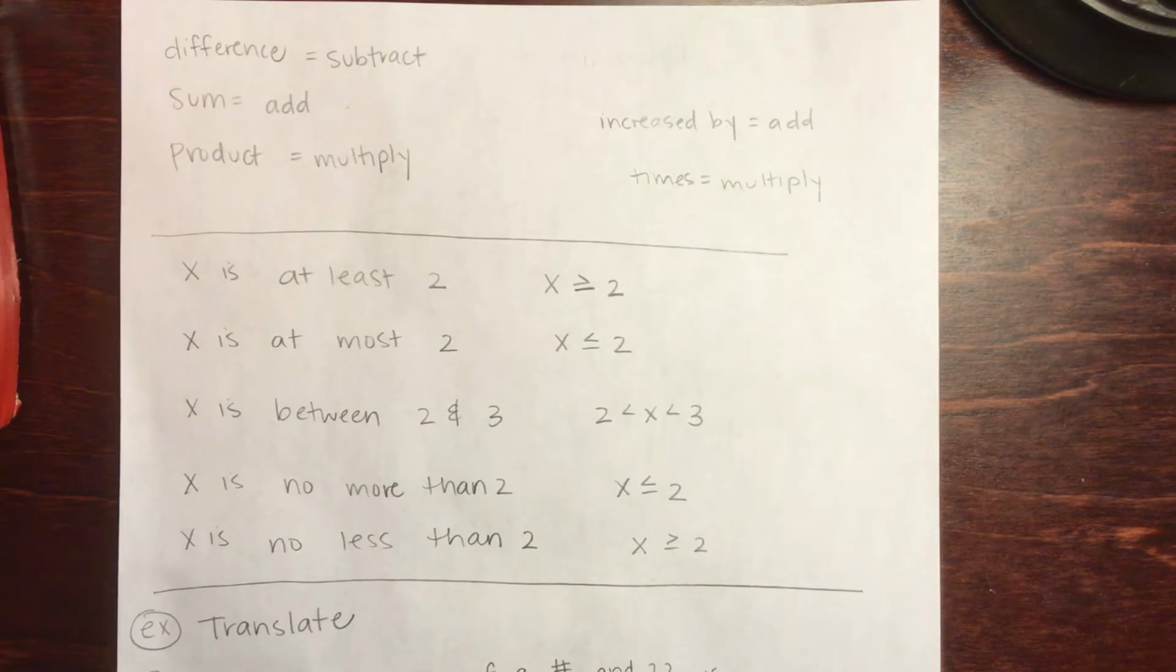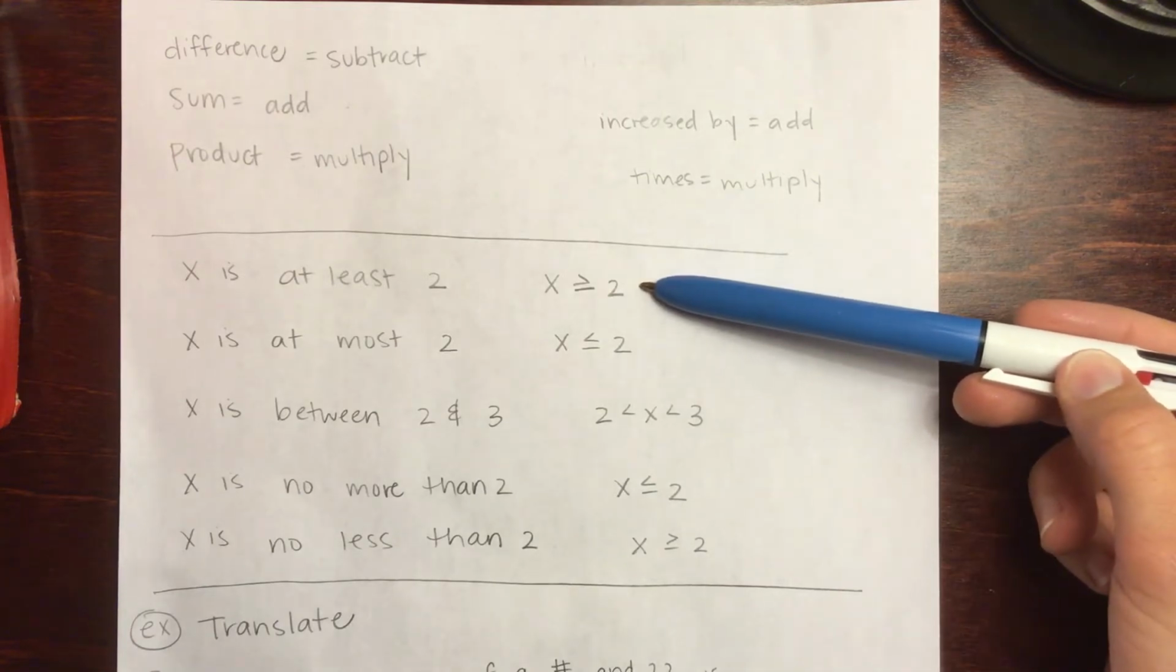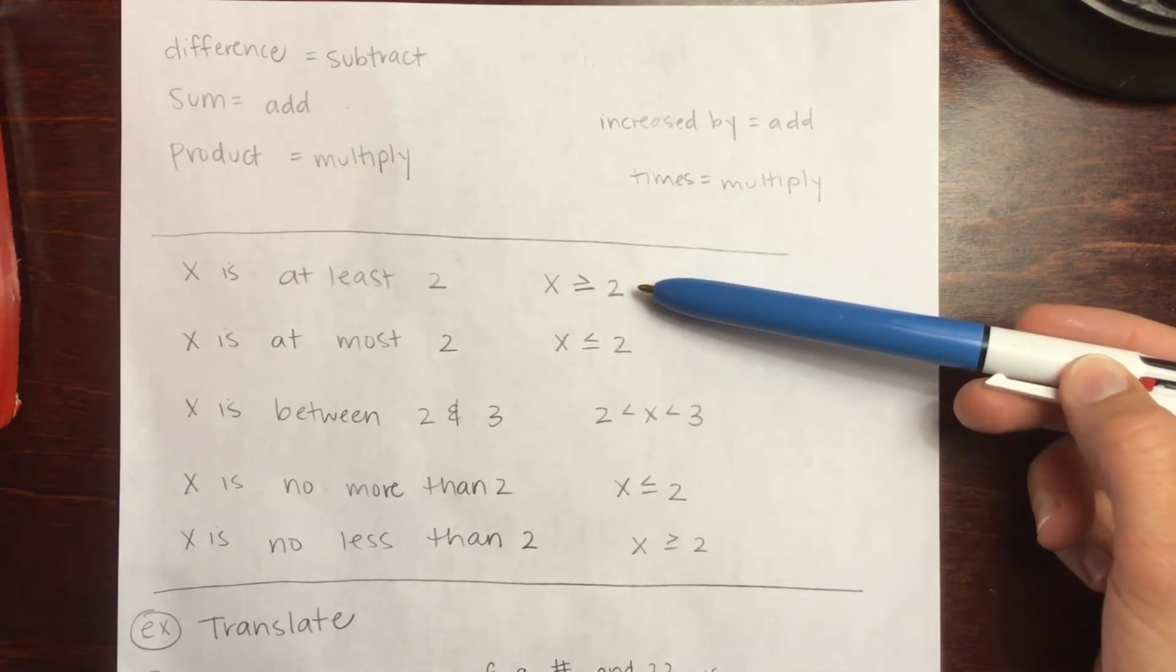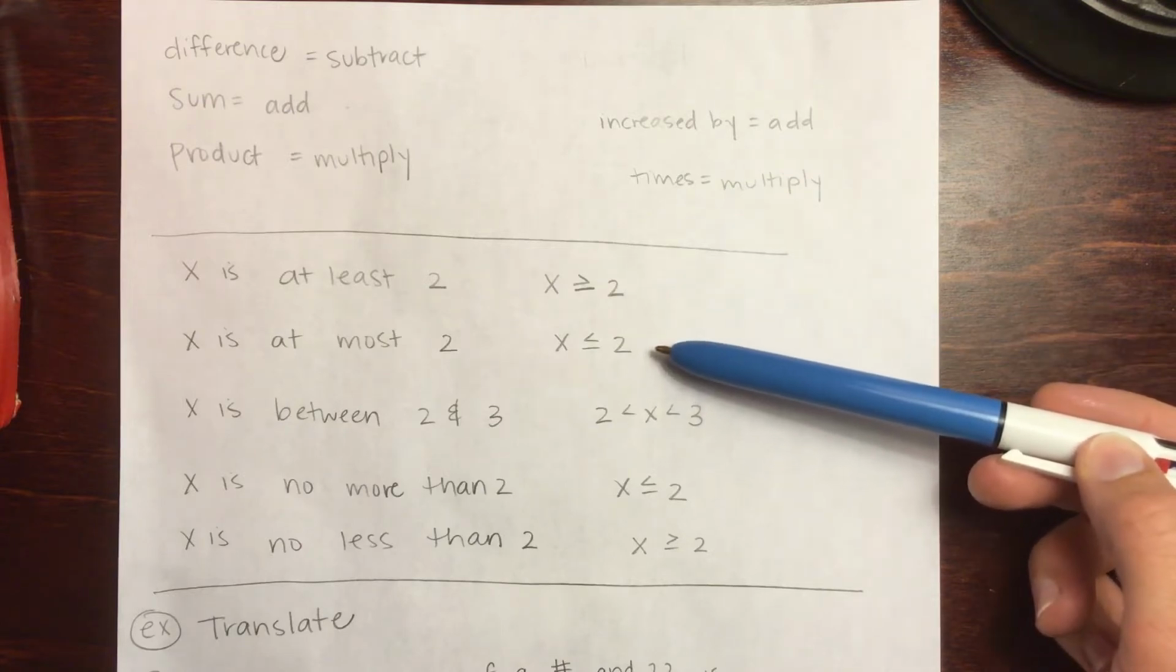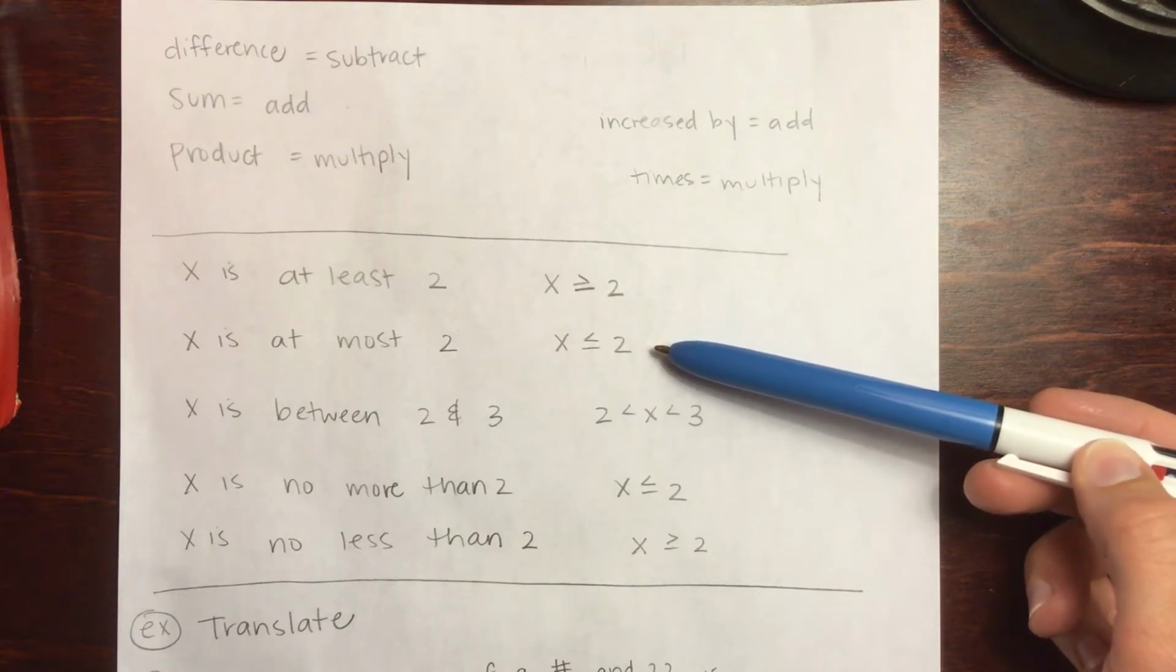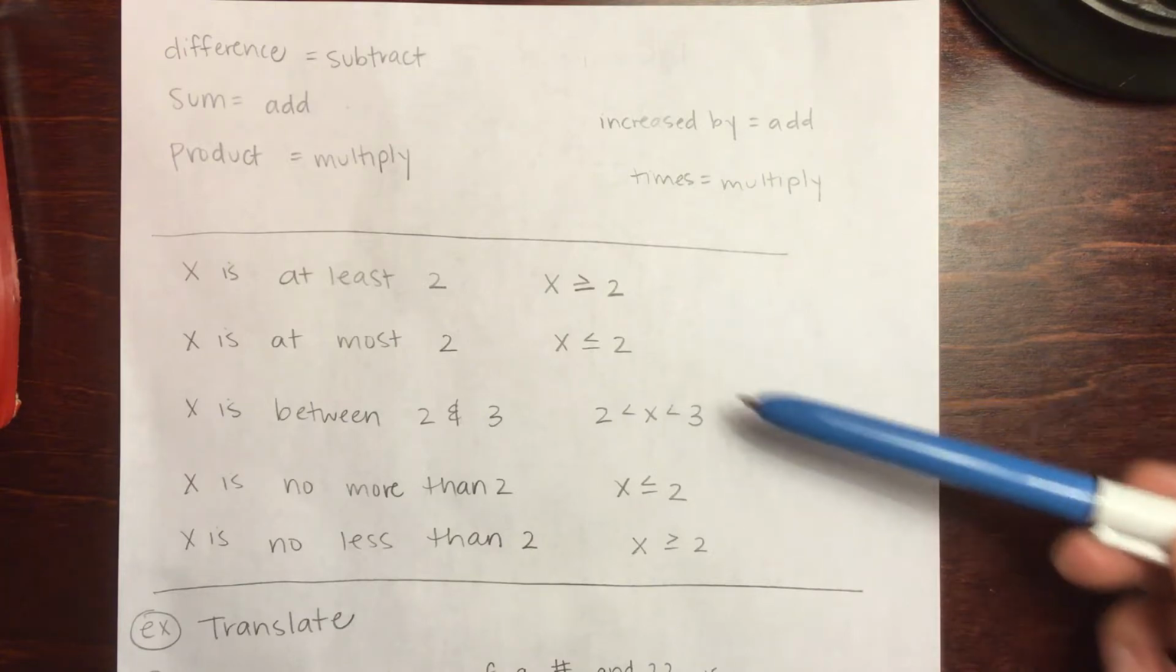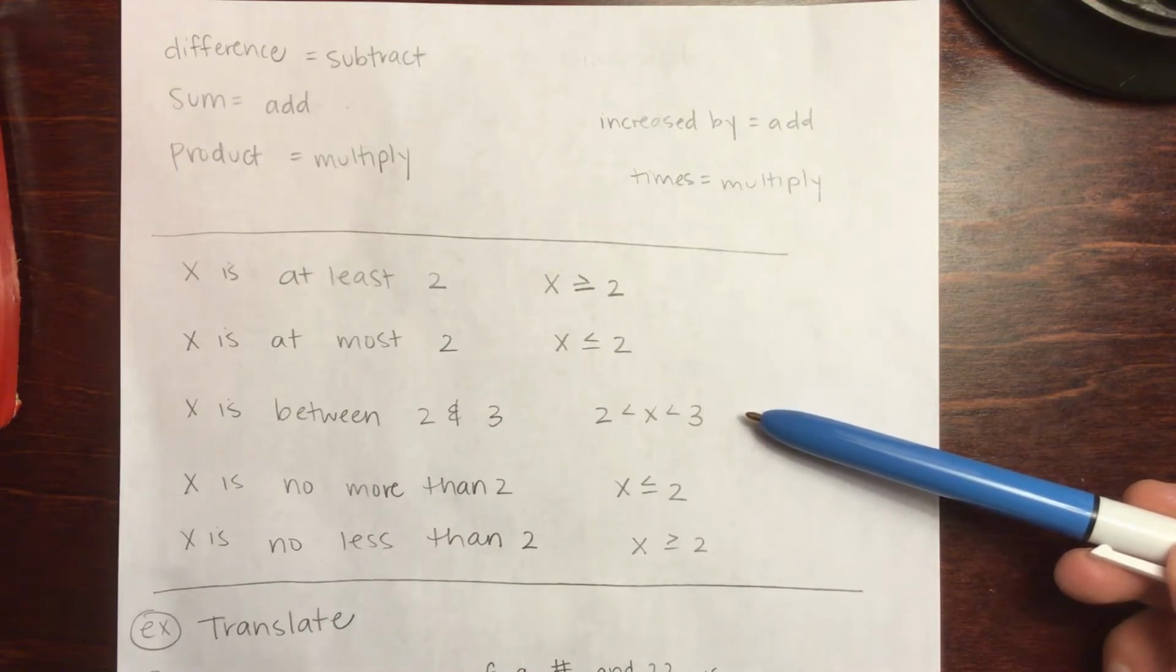Specifically for inequalities, if x is at least 2, that means it could be greater than 2, or it could be equal to 2, but it's not going to be less than. X is at most 2 means it could be less than, it could be equal to, but it's not going to be more than. X is between 2 and 3.